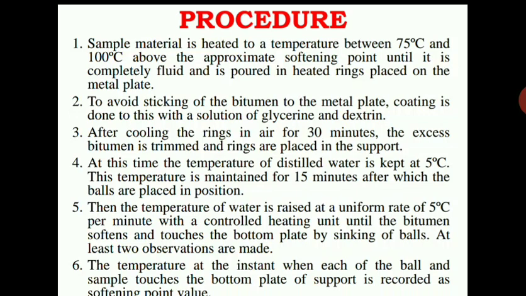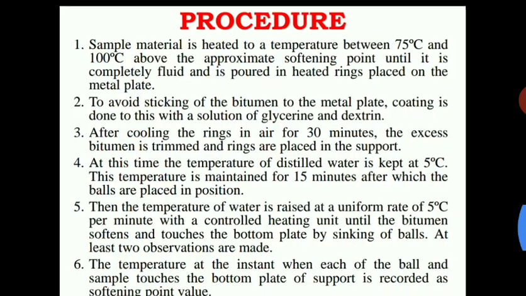Then, to avoid the bitumen sticking to the metal plate, a coating is applied with a solution of glycerin or dextrin. So here they have used two solutions, glycerin and dextrin, and by using these we can avoid the bitumen sticking to the metal plate. After applying the glycerin or dextrin, we keep it in the air to cool for 30 minutes, and the excess bitumen is trimmed and the rings are placed in the support.